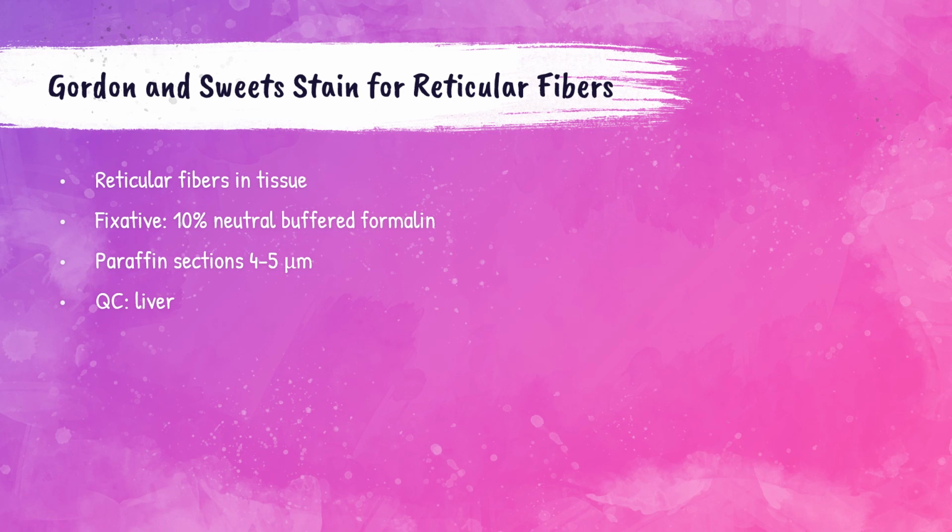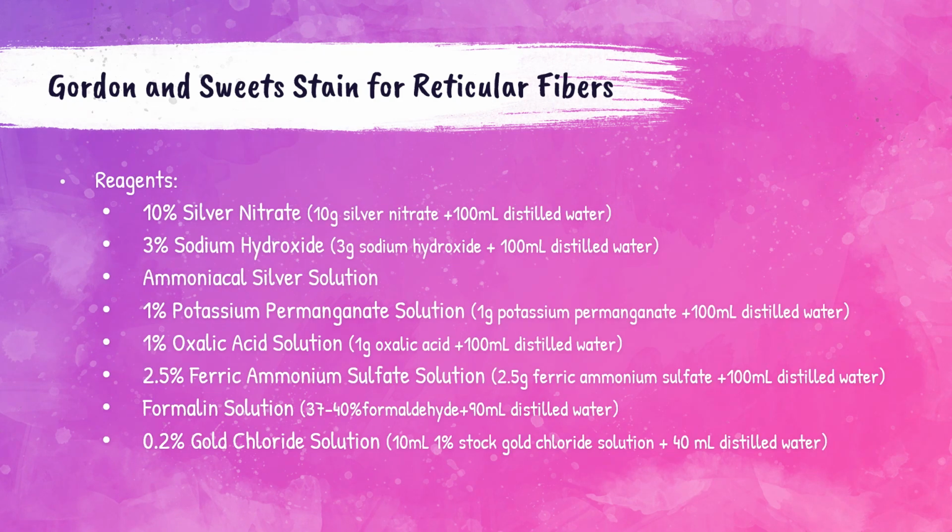Paraffin sections should be cut from 4 to 5 microns in thickness and fixed in 10% neutral buffered formalin. Just like with the Gomori stain for reticular fibers, the quality control should be liver tissue. The reagents needed for the Gordon and Sweet stain for reticular fibers are as follows.